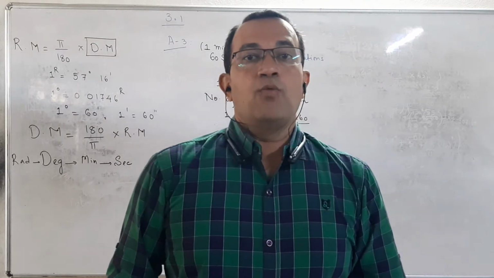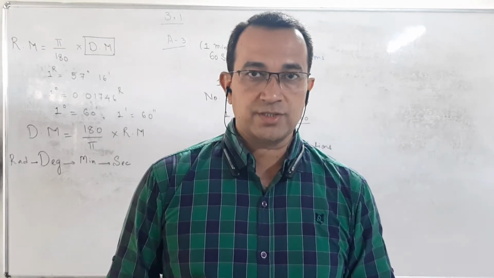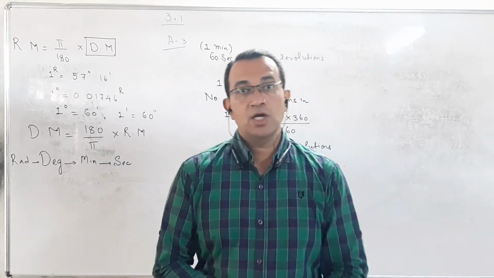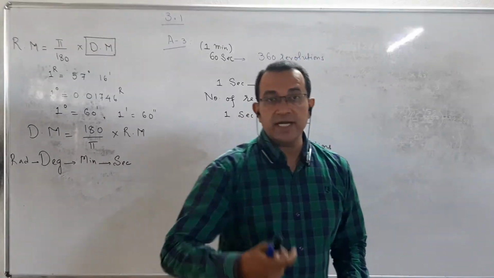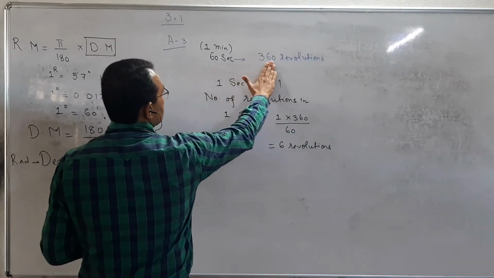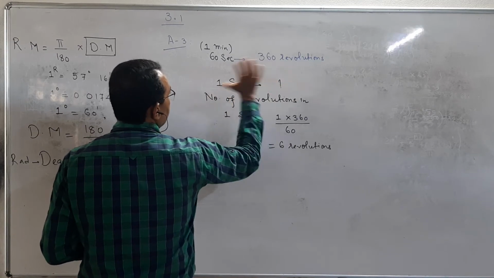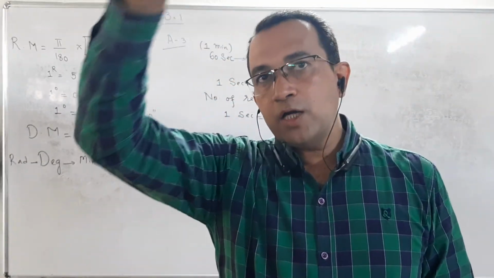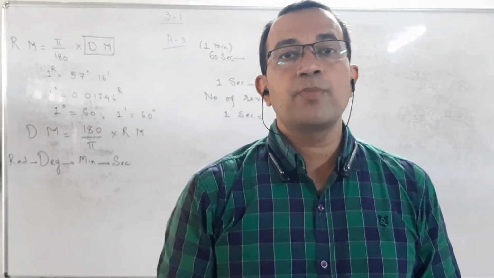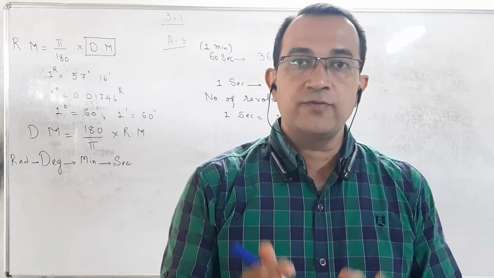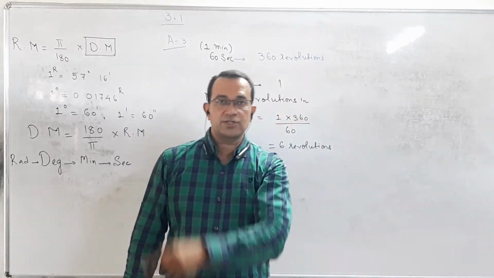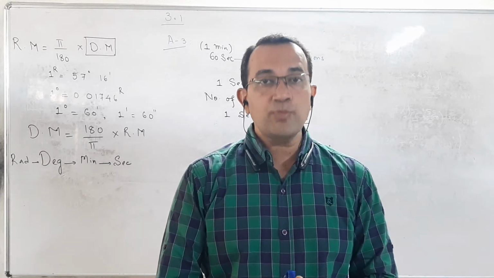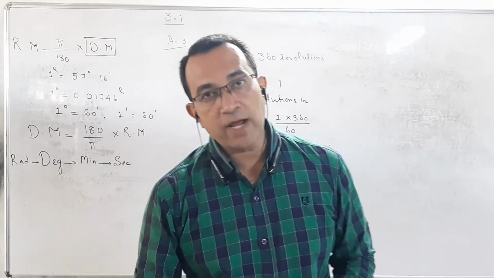Understood, students? What is the main part of the question here? In 1 minute, a wheel performs 360 revolutions. So, in 60 seconds, the number of revolutions is 360. So, in 1 second, how many revolutions are there? The answer is 6. Now, 1 rotation or revolution means 2 pi radians. In angular degree measure, 1 rotation is 360 degrees, and in radian measure, 1 complete rotation is 2 pi radians. So 6 complete rotations will be 12 pi radians.